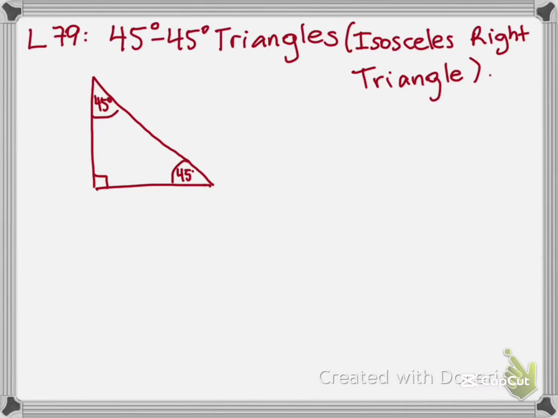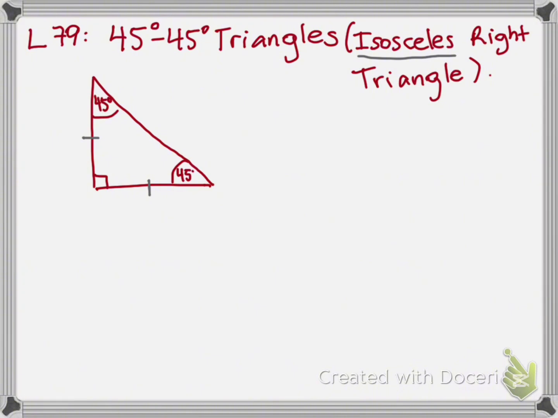Lesson 79 is about 45-45 triangles. And that is another one of those special triangles, just like the one we learned before that was the 30-60. Now, as you can see here in this drawing, a 45-45 triangle has two equal angles, and for that reason, it has also two equal sides. So it's also called an isosceles right triangle.